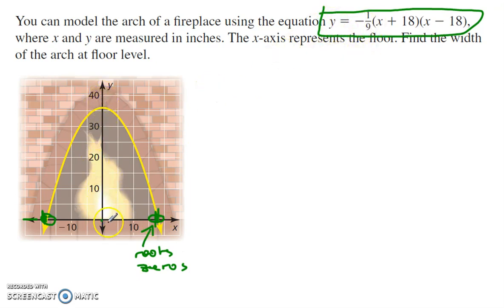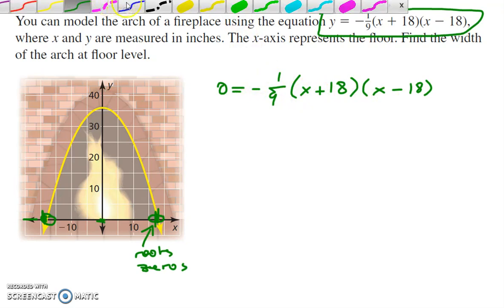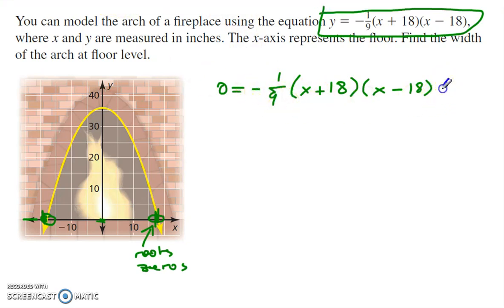Did I say when x is 0? It's when y is 0. Sorry, it's the x-intercept when y is 0. So 0 is equal to negative 1/9 times x plus 18, and then x minus 18. The first thing I'm going to do to solve is get rid of this 1/9. So I'm going to multiply each side by the denominator and get rid of the negative. So I'm going to multiply each side by negative 9.